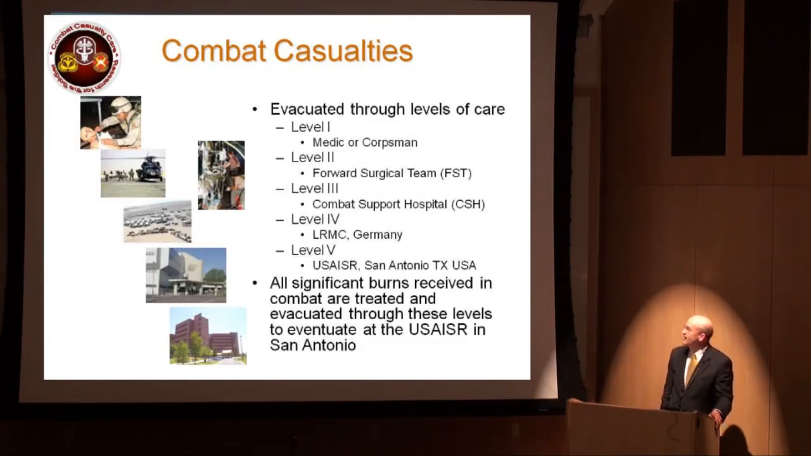For the combat casualties, just briefly, as you know, what happens is they'll get hurt somewhere. They'll be taken care of immediately by an embedded medic or a corpsman. They'll go to a level two facility, which is called a forward surgical team, which includes a surgeon and an anesthesiologist, mostly to stabilize people. Then the combat support transports them to a level three facility, which we refer to as a CASH, which is a MASH unit. It's got everything that you need, CT scans, et cetera, and functions as a tertiary care center. And then from there, they're transported to Germany and then to a hospital in the United States. In our case, it's the ISR. That process takes about 72 to 96 hours from injury to the time that they're at a definitive care center in the U.S.